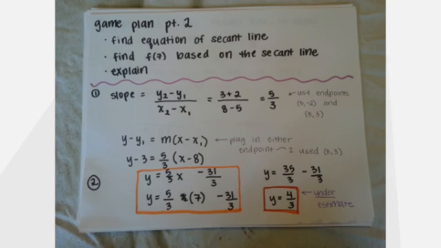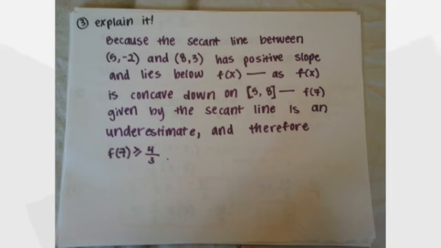All we have to do now is explain. Now for our explanation. Because f of x is concave down, we know for sure that the secant line lies below the curve on the closed interval 5, 8. Therefore, the answer that we got by plugging in x equals 7 to the secant line equation is an underestimate. So, f of 7 must be greater than or equal to 4/3.